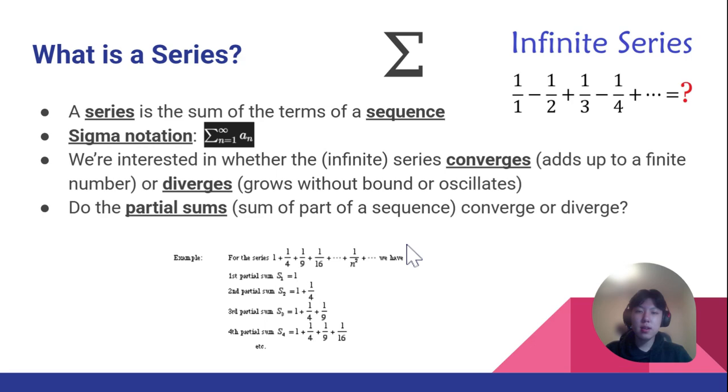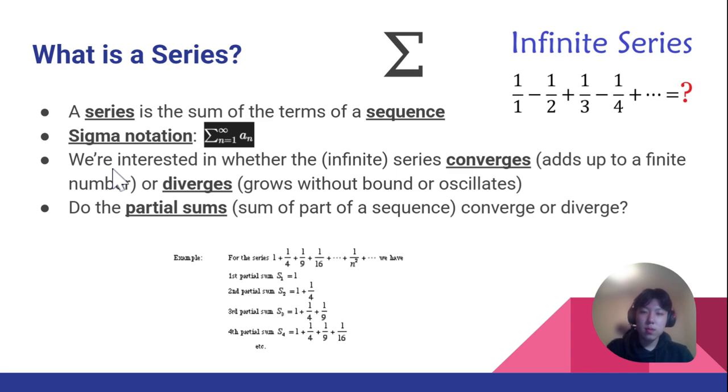So a series is essentially the sum of the terms in a sequence. You know what a sequence is. You have this sequence here. It happens to be an alternating sequence, 1 minus 1/2 plus 1/3, and so on. So a series is just a sum of all these terms. You can write a series in shorthand with sigma notation.